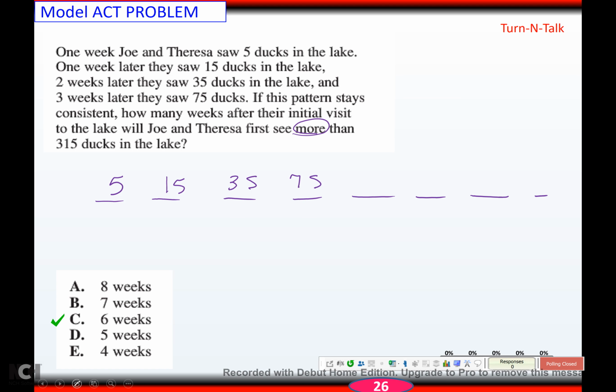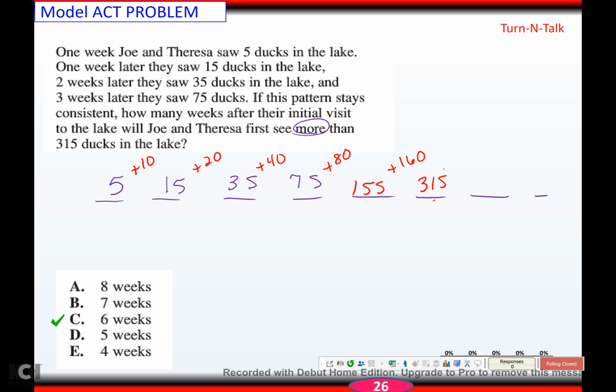Well, to figure out the pattern, this is a sequence problem. Here, from 5 to 15, they added 10. From 15 to 35, they added 20. From 35 to 75, they added 40. So they're doubling what they add every time. So to get the next one, I'm going to add 80, which would give me 155. Double the 80, I'm going to add 160, which gives me 315.